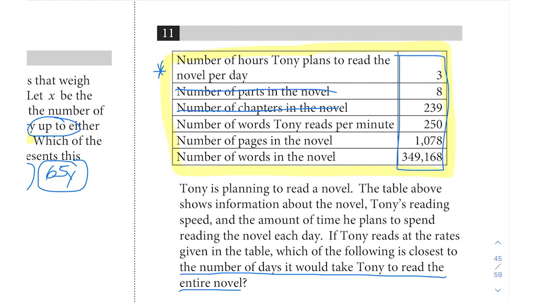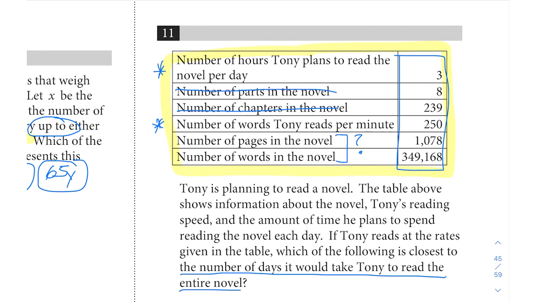So the length of the novel matters, but the way it's broken down does not. Here, number of words Tony reads per minute, 250. Yeah, that matters because how fast he reads, right? That's the rate that he reads. And then number of pages and number of words. Well, here this is interesting because both of those could reflect the length of the novel.